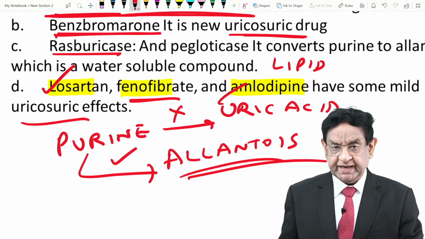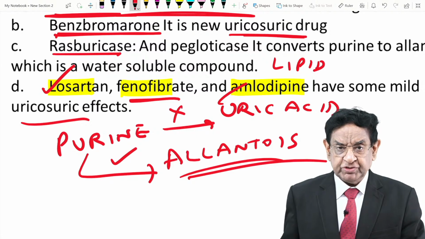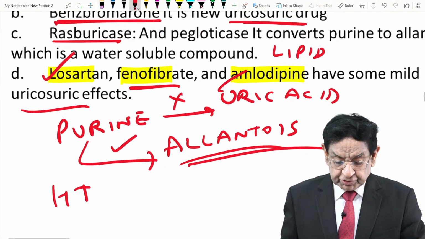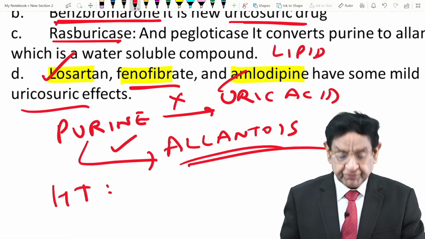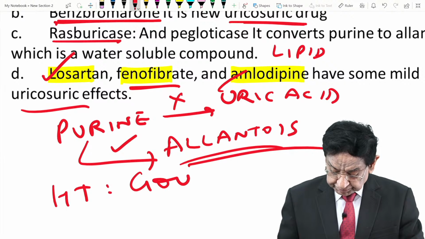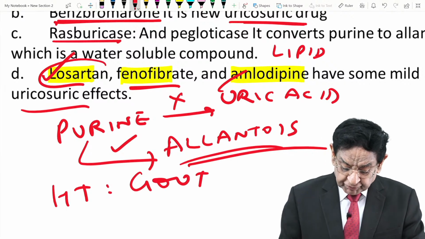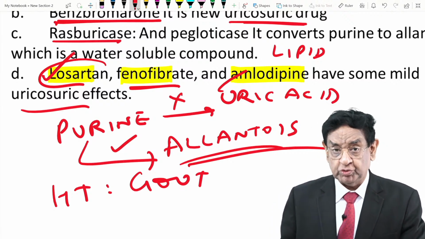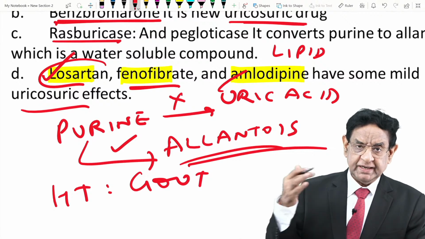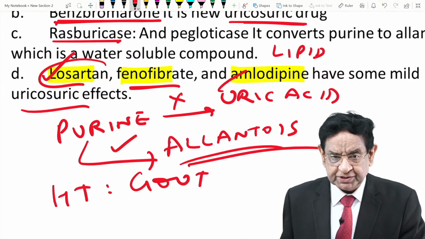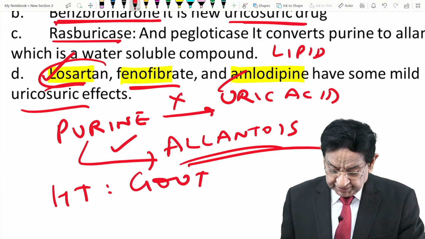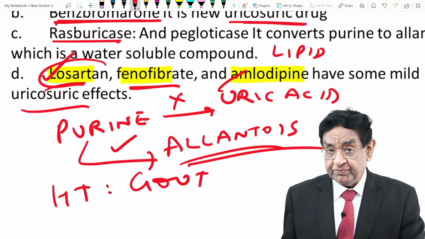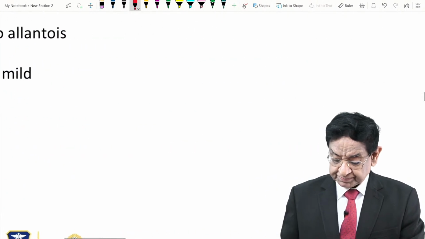The question which came in the FMGE exam: which is the drug of choice for hypertension in a case of gout? Of course, the options will include losartan or amlodipine. Losartan is the drug of choice for a patient of gout with hypertension.